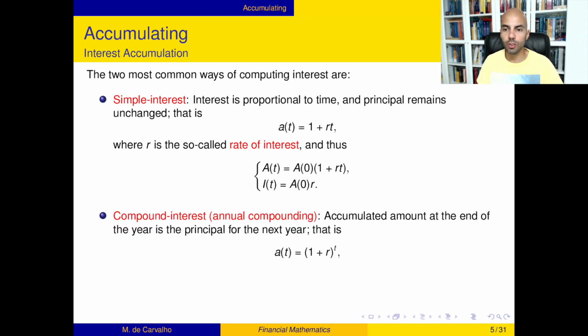Now, let me introduce you to compound interest, in which case the accumulated amount at the end of the year is the principal for the next year. So it's really compounding in a literal sense. That is, your accumulation function is exponential and so is your amount function.